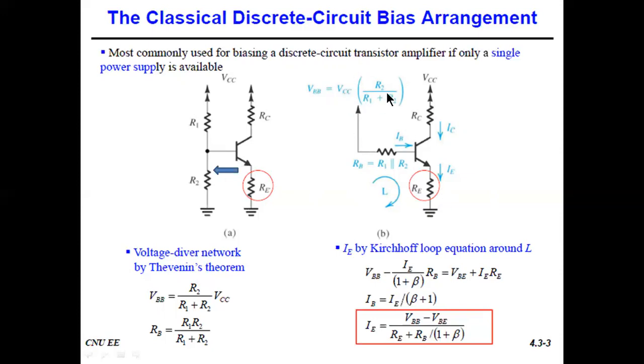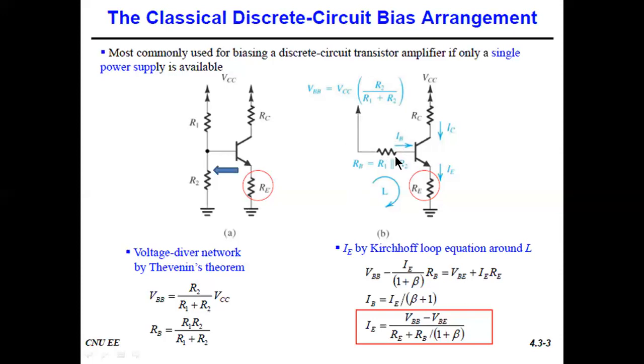So the Thevenin's equivalent voltage here, the Thevenin's equivalent resistance here, and this is the expression got from here, and this is the expression which is got from here. So having found the equivalent circuit over here, now we can find the equation which just corresponds to the input loop equation, that is VBB minus IB into RB.